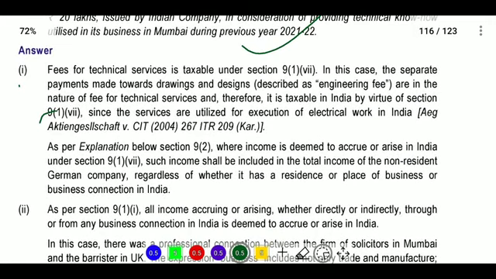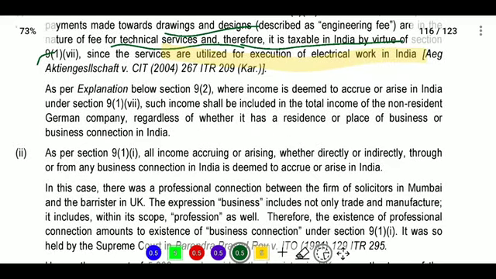In this case, the separate payment was made towards drawings and designs. So he is paying for drawings and designs as a separate payment, as engineering fee or in the nature of fee for technical service, and therefore taxable in India by virtue of section 9(1), since the services are utilized for execution of electrical work in India. Next, as per the explanation below section 9(2), where income is deemed to accrue or arise in India under section 9(1)(vii), such income shall be included in total income of the non-resident Germany company, regardless of whether it has a residence or place of business or business connection in India.